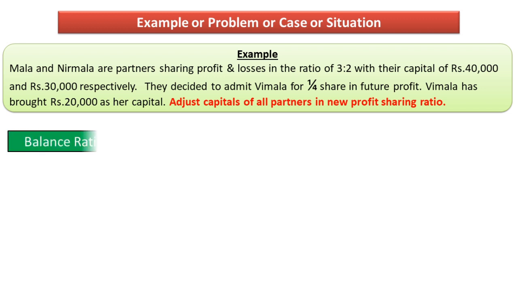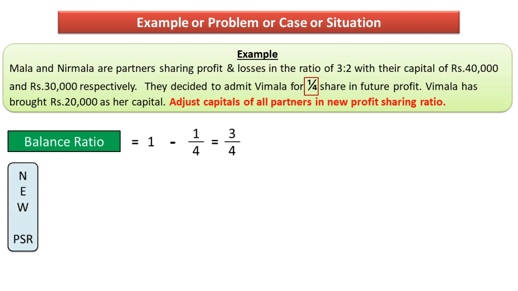So to calculate new profit sharing ratio, first of all we need to calculate balance ratio. Balance ratio, the formula is 1 minus share of a new partner. The share of Vimala is 1/4, so 1 minus 1/4, answer is 3/4.